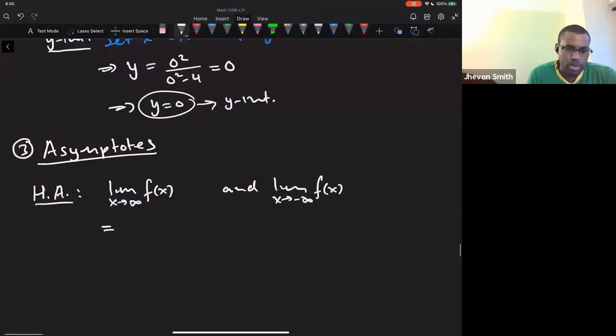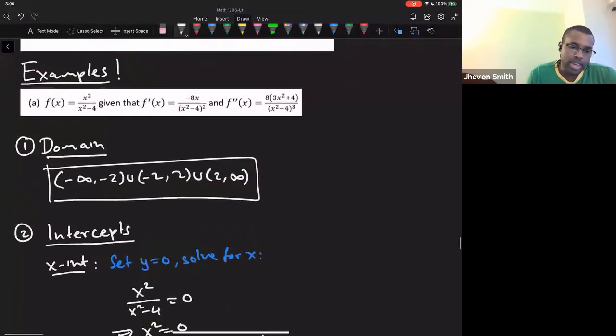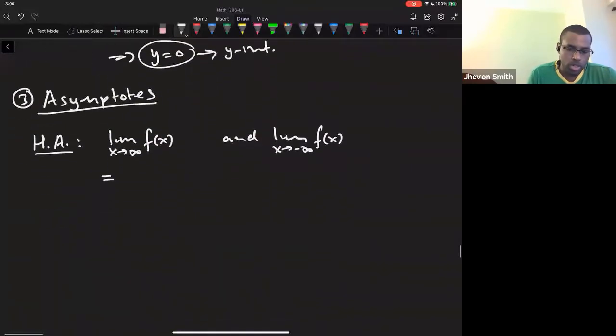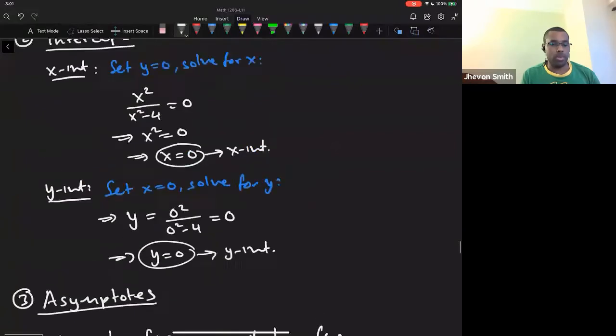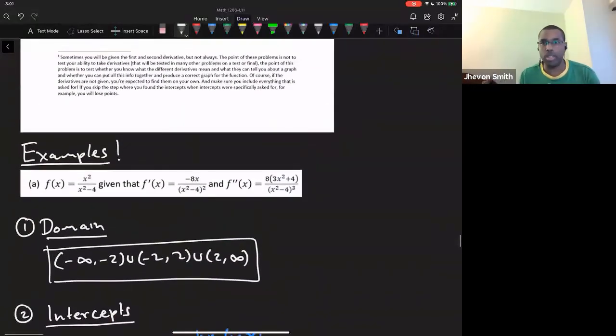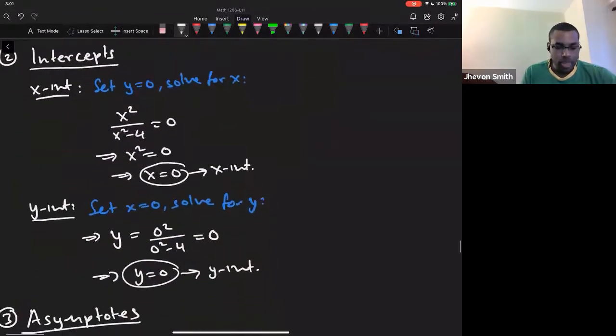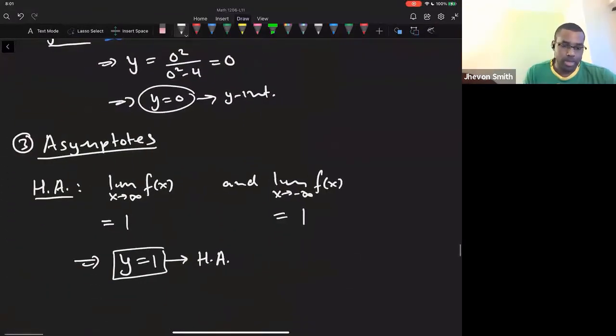Now if you look at that, x squared divided by x squared minus 4, you should realize that this is 1. And this is, of course, also going to be 1. So this means y equals 1 is a horizontal asymptote. And that's it, right? So we know that this is 1 by the ratio of leading coefficients trick that we learned in limits forever ago, which is like a week ago or something. Yeah. So that's your horizontal asymptote.